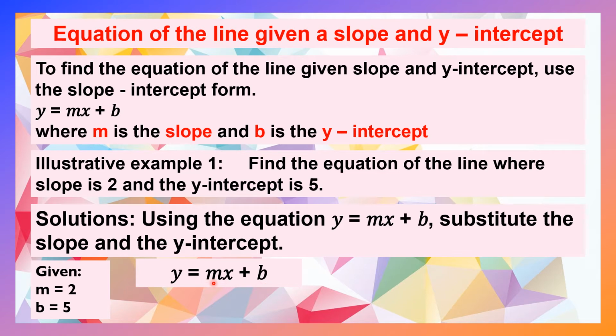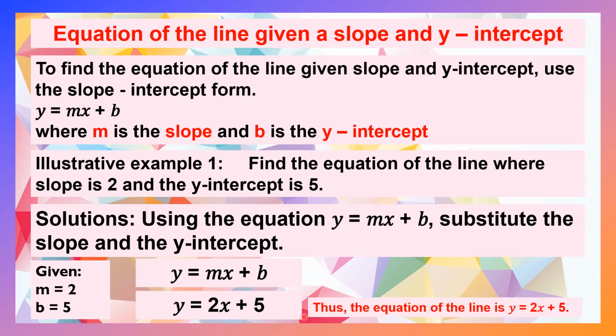So yung m natin ay papalitan natin ng 2. So, we have now 2x plus, yung b natin dito ay papalitan natin ng positive 5. Then, just copy y equals. Thus, the equation of the line is y equals 2x plus 5.